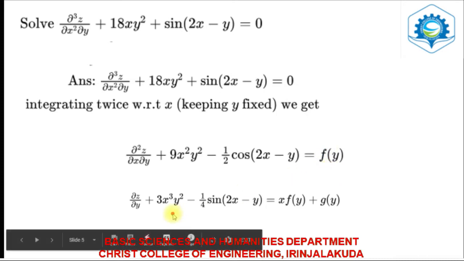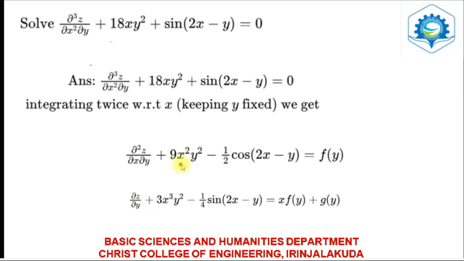Again, we differentiate the equation with respect to x. What will happen? One more differentiation will get eliminated. So we have ∂z/∂y plus 9x²y². When we integrate 9x²y², what do we get? We get 9x³/3, and that is 3x³y², minus.